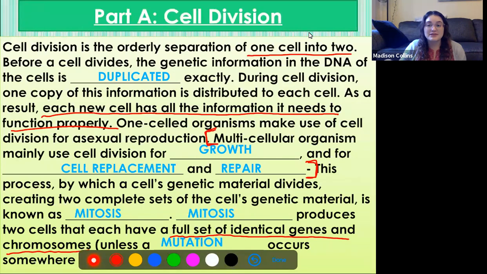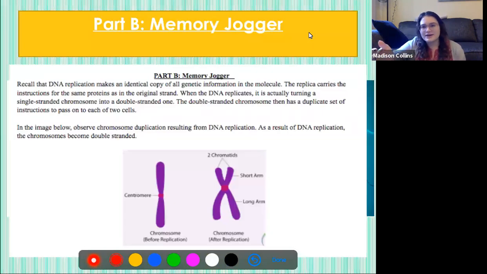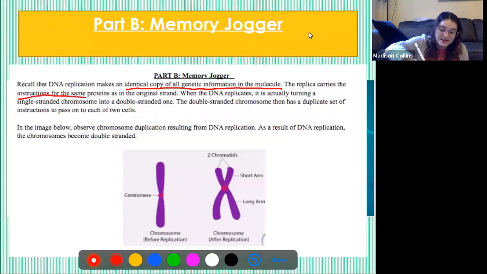And that is a result of mitosis, your cells dividing and creating new cells to repair that wound. Okay. Now, we've talked about how the DNA replicates inside the nucleus, but what exactly does that look like? Well, let's find out. So we need to recall that DNA replication makes an identical copy of all genetic information in the molecule. This replica carries the instructions for the same proteins as the original strand.